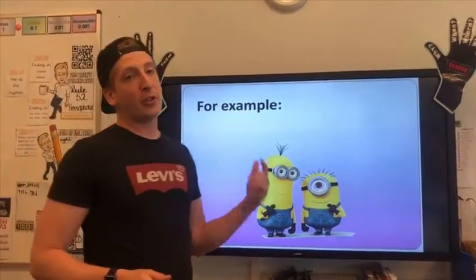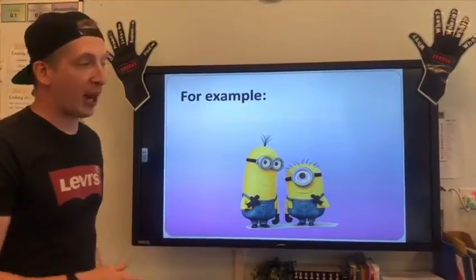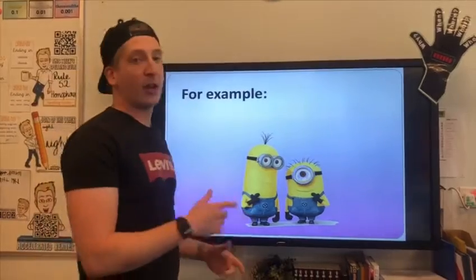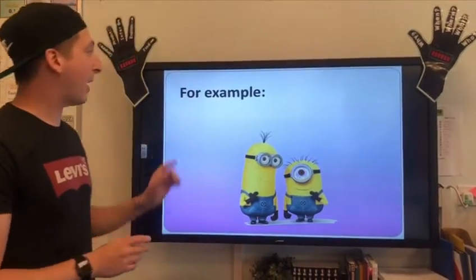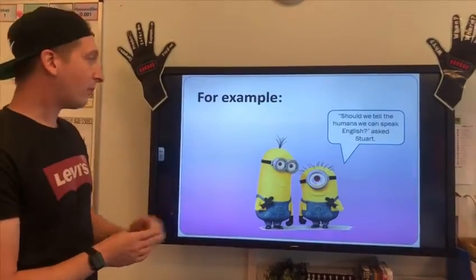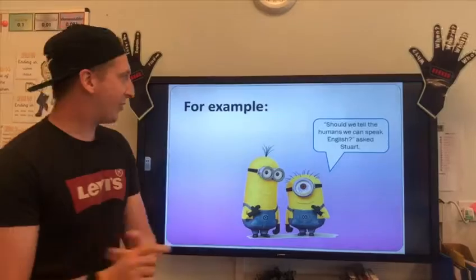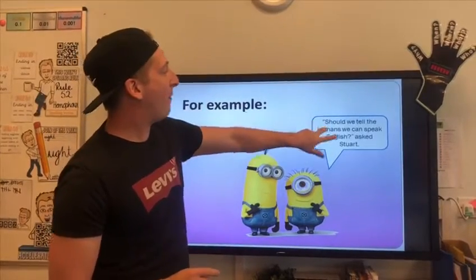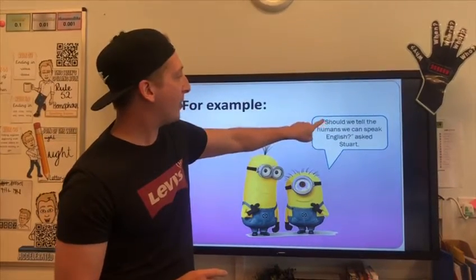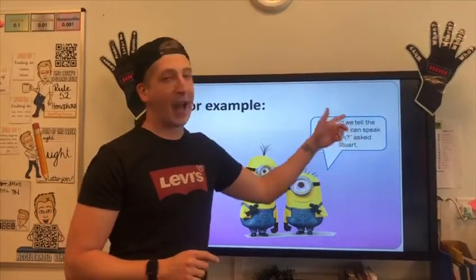I know we've done loads of this stuff before, but what we're going to look at now is a conversation between two characters, and we'll have a go at looking at those different tips that we've just talked about within the speech. So, for example, "Should we tell the humans we can speak English?" asked Stuart. So, we've got our inverted commas, we've got our capital letter, we've got our question mark, we've got the speaker, and we've got how they're speaking.